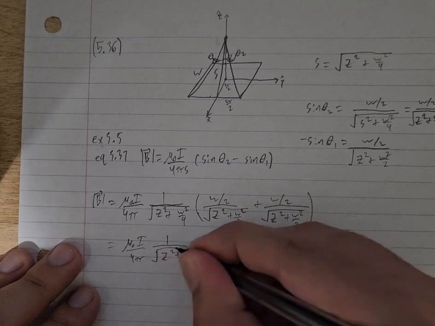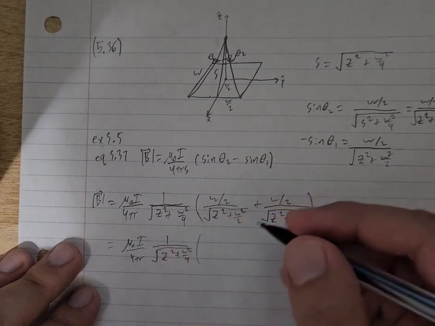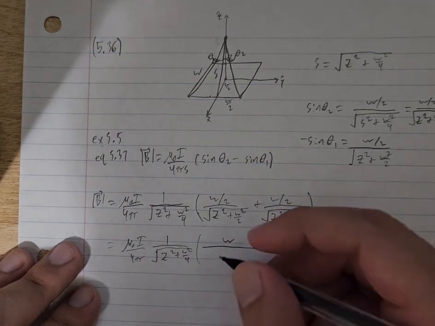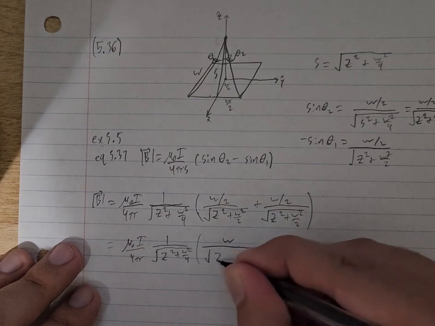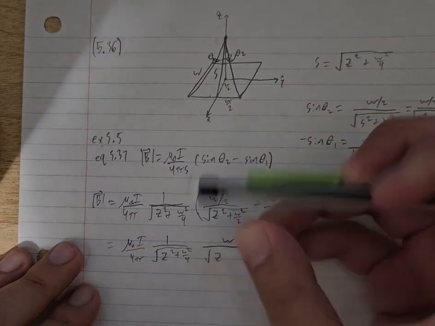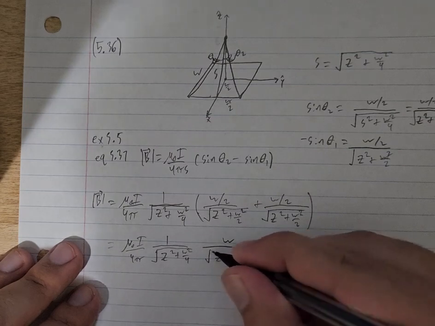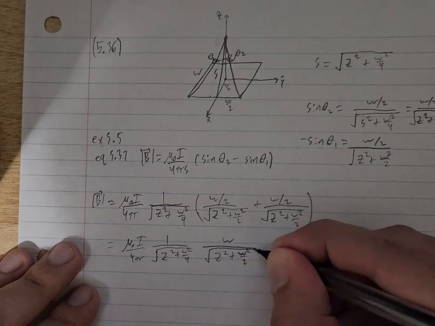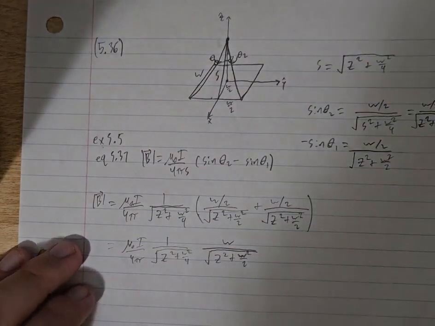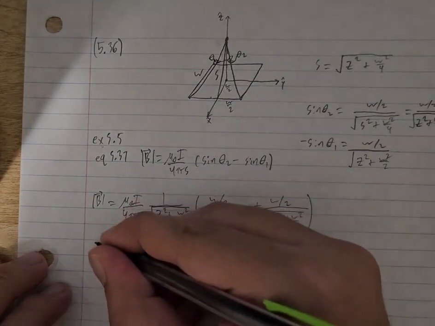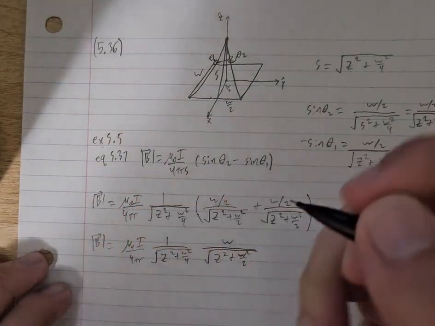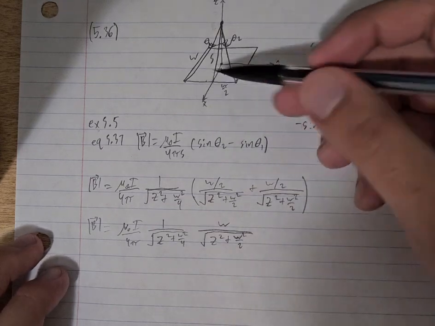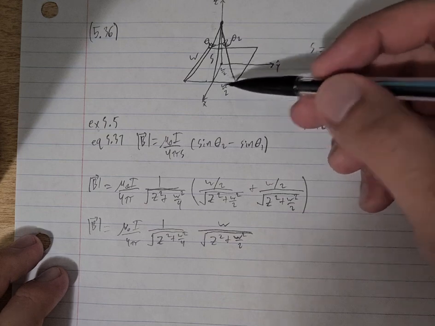W squared over 4 times W. This 2 is going to cancel out when we add them together, so we don't need these parentheses anymore. Square root of Z squared plus W squared over 2. And that's going to be the magnitude of our magnetic field from this one wire segment of the square loop.